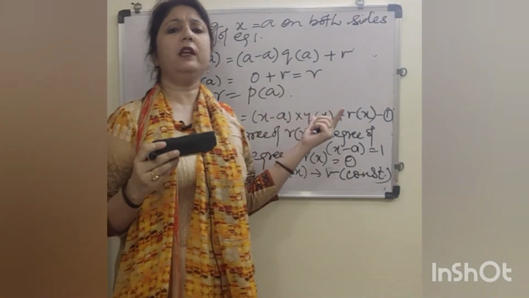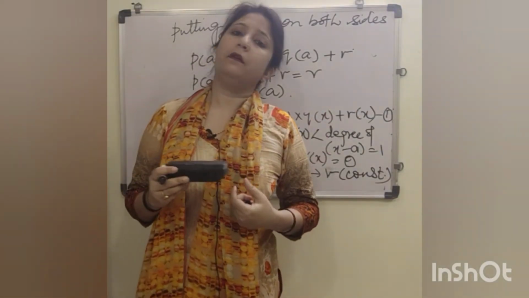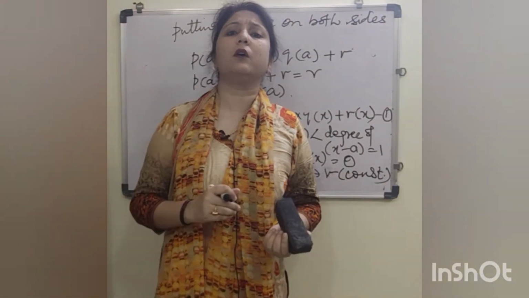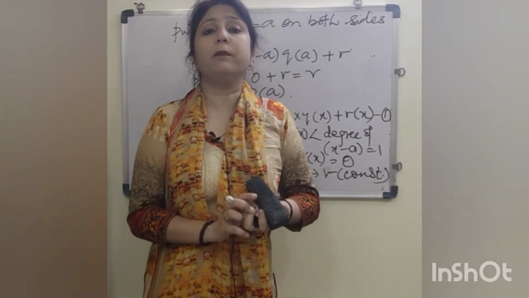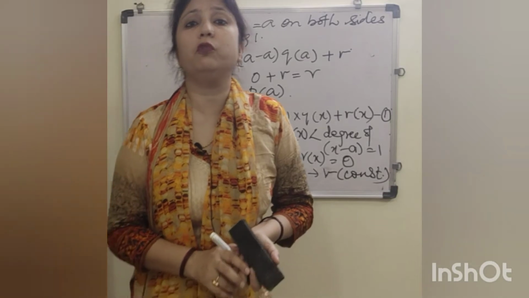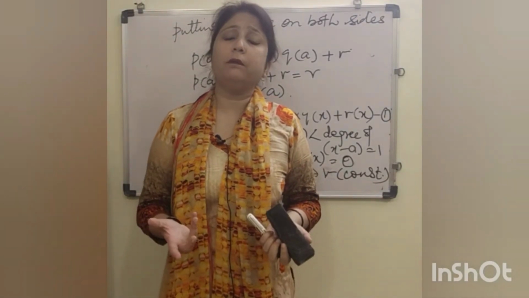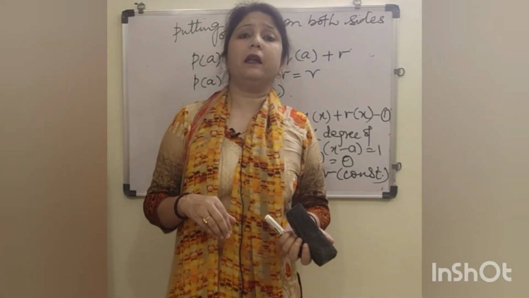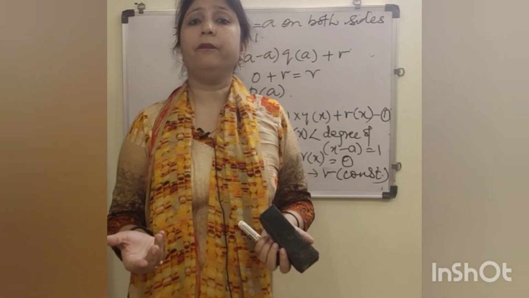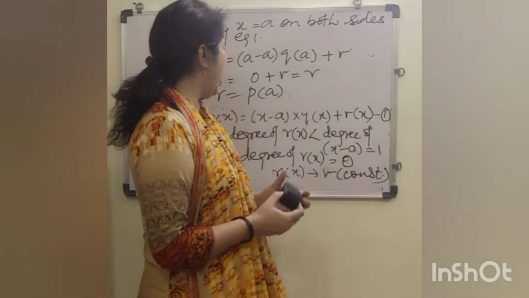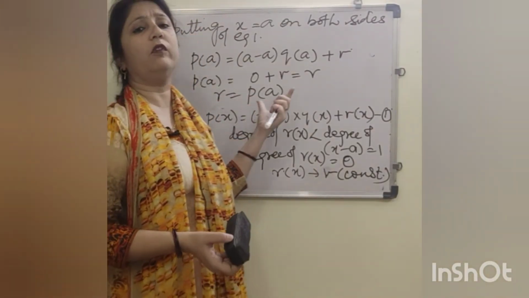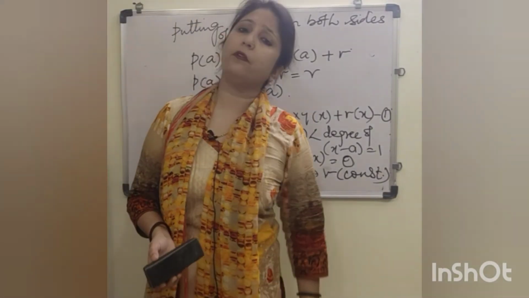Now you have seen p(a) is the remainder. This is the concept of the remainder theorem, that when you have a polynomial p(x) whose degree is 1 or more divided by x minus a, then its remainder would be p(a), and you can see the result over here. This is the proof of the remainder theorem.